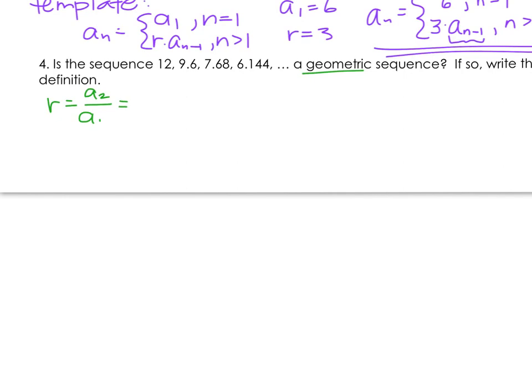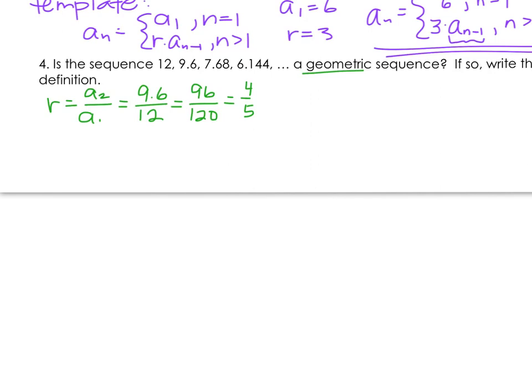With these decimals, it might get a little tricky. 9.6 is the second term. 12 is the first term. If I move the decimal over 1 in the numerator, I could make that 96, but then 12 I'd have to move over as well and make that 120. 96 over 120 reduces all the way down to 4/5. If I take 12 times 4/5, I would get a 9.6.